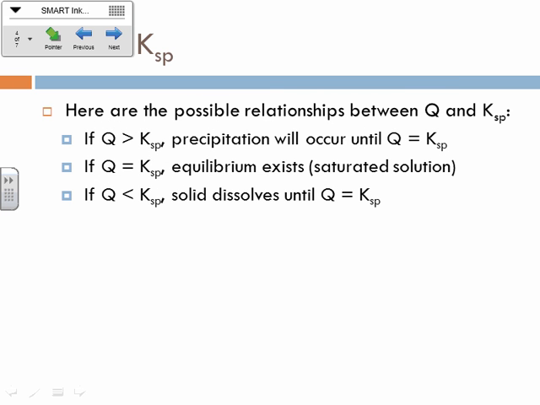All right, so here are the possible relationships. If the Q is bigger than KSP, which we just talked about, the precipitation will occur until the two are equal. If Q is equal to KSP, then it's already saturated, it's already at equilibrium. There's no net movement there. There's movement, but there's no overall net movement. If Q is less than KSP, then if you have a solid at the bottom, that solid will dissolve until the Q equals the KSP. So that's kind of the way that works.